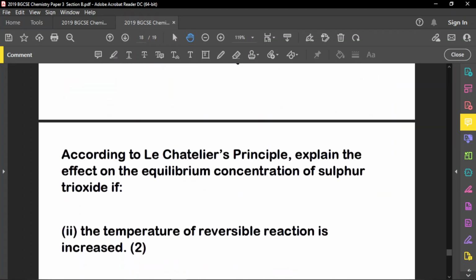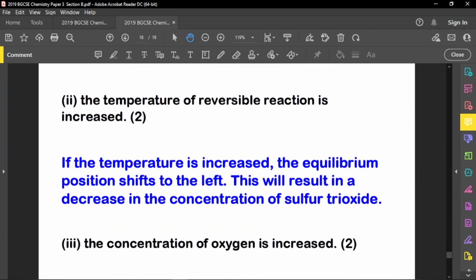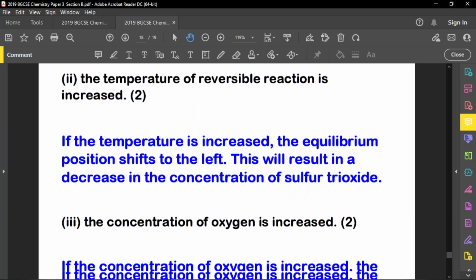Now we say, according to Le Chatelier's principle, explain the effect on the equilibrium concentration of sulfur trioxide if the temperature of the reversible reaction is increased. So if you increase the temperature, what's going to happen is that the equilibrium position will shift towards the left. And this will result in a decrease in the concentration of sulfur trioxide, to get less sulfur trioxide.